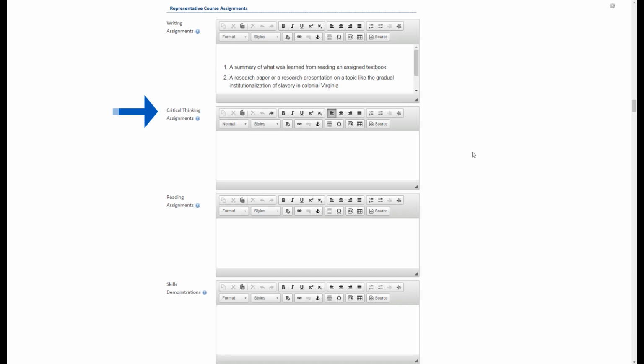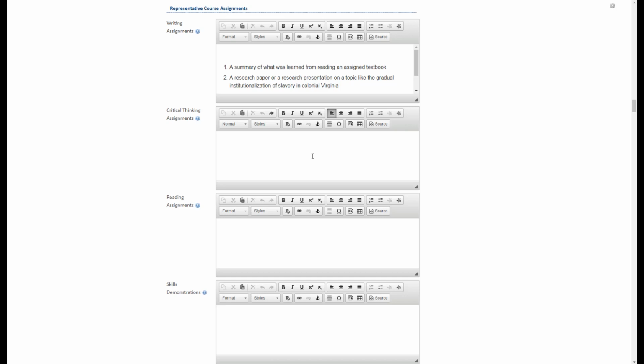Next, we have critical thinking assignments. Degree applicable credit courses require students to demonstrate critical thinking and application of concepts at the college level. For non-degree applicable courses, the instruction in critical thinking should prepare students for the independent work they will be doing in degree applicable courses. This includes the development of self-direction and self-motivation.